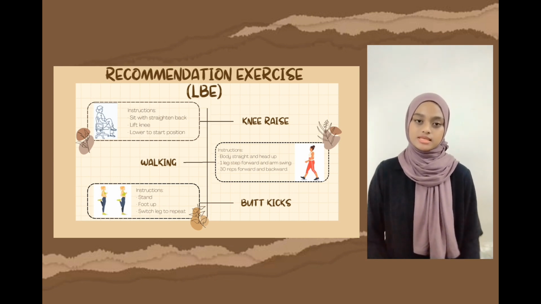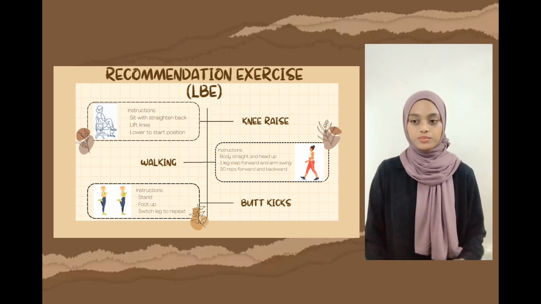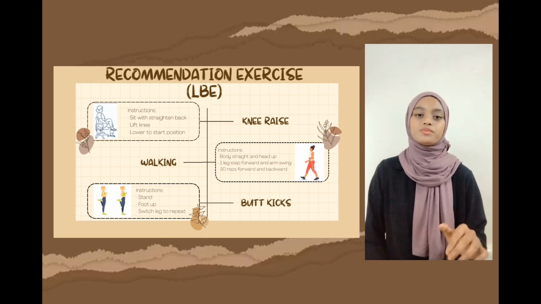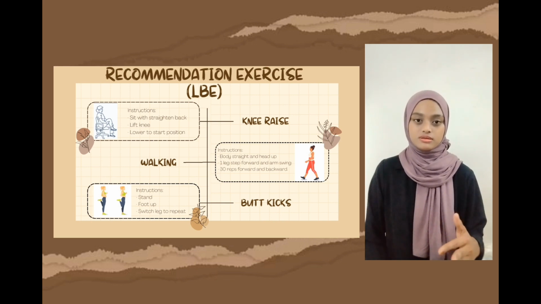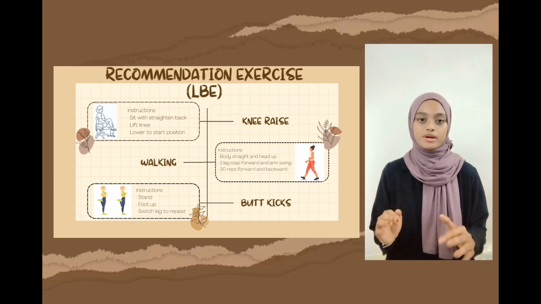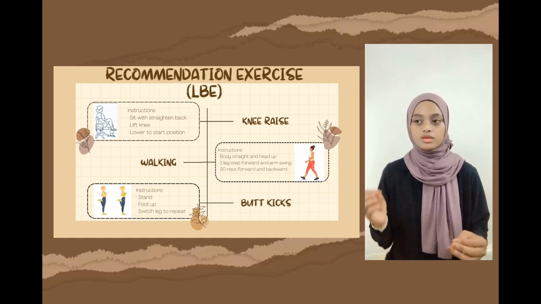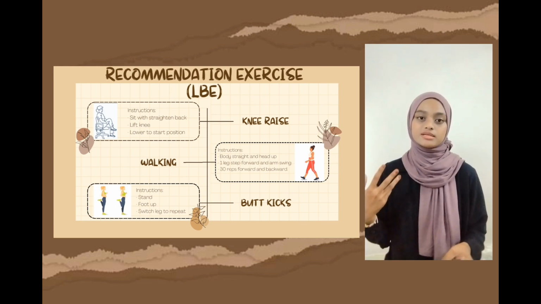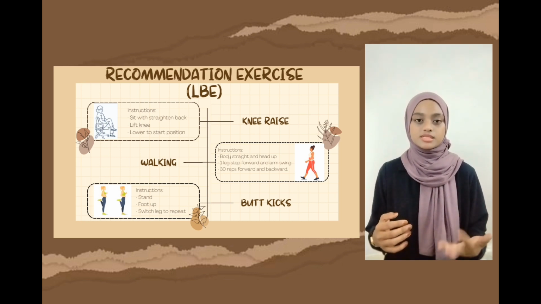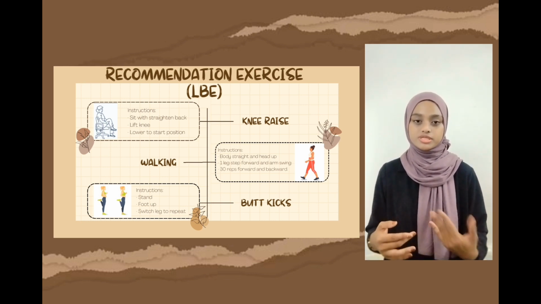The last LBE exercise is back kicks. However, we ask her to do back kicks without a bouncy movement. First she has to stand up straight, and then she needs to lift her foot up and try to make contact with her glutes. We just ask her; if she cannot do it, then it's okay. But we ask her to try so she will feel the tension at her quadriceps. Then after that, she has to switch legs and repeat the motion again.